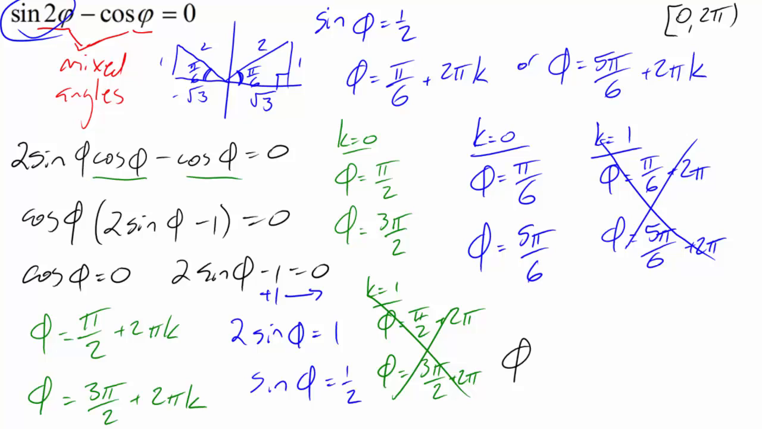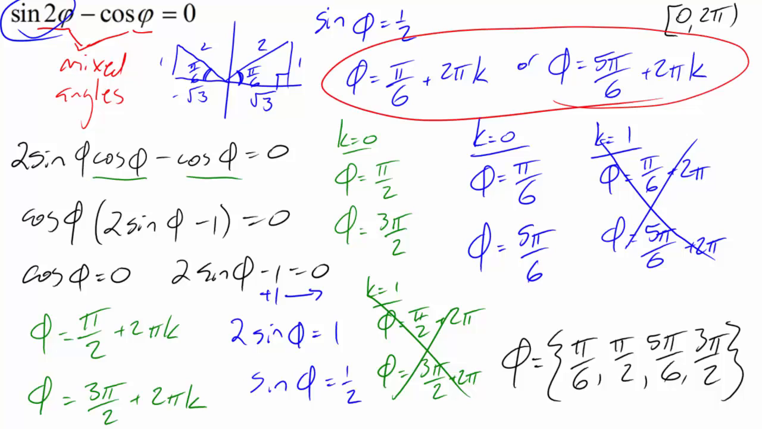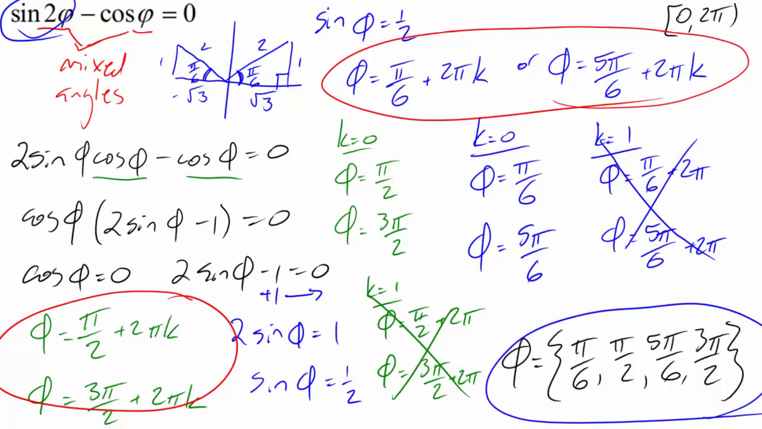Right, so for our solution for phi over the interval 0 to 2 pi, we just have 4 answers. We've got pi over 6, pi over 2, 5 pi over 6, and 3 pi over 2. And that takes care of both the general solutions, which were back here, and over here. Specific solutions right there for that interval.